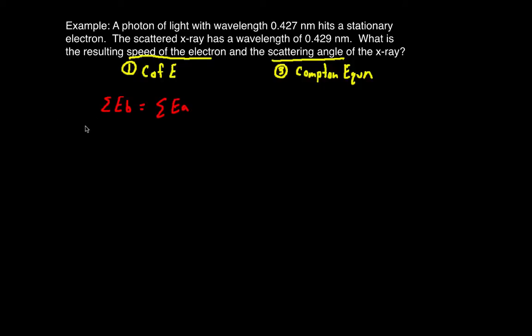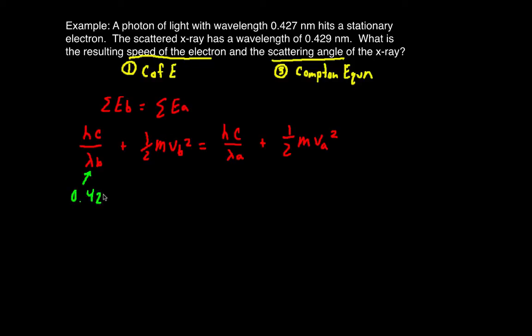Before, we have the photon, hc over lambda before, plus the energy of the electron, 1/2 mv before squared, equals the energy of the photon after, hc over lambda after, plus the energy of the electron after, 1/2 mv after squared. The wavelength before the collision was 0.427 nanometers. The electron was originally stationary, which means it was going 0 meters per second before the collision, which means the initial kinetic energy of the electron before the collision is 0.